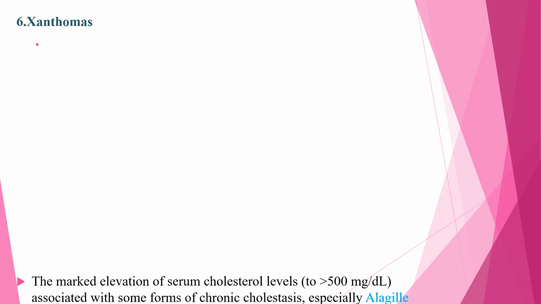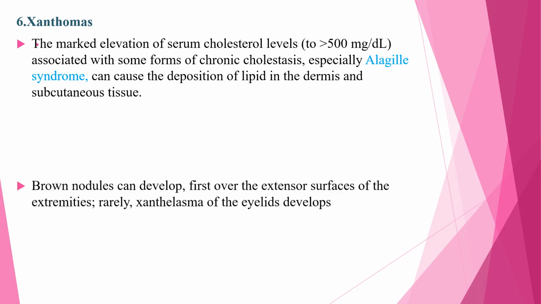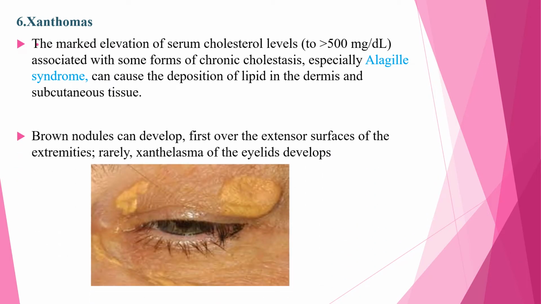The other is xanthomas. The marked elevation of serum cholesterol levels associated with some forms of chronic cholestasis, especially Alagille syndrome, can cause the deposition of lipid in the dermis and the subcutaneous tissue. Brown nodules can develop first over the extensor surface of the extremities, and rarely xanthelasma over the eyelid develops.